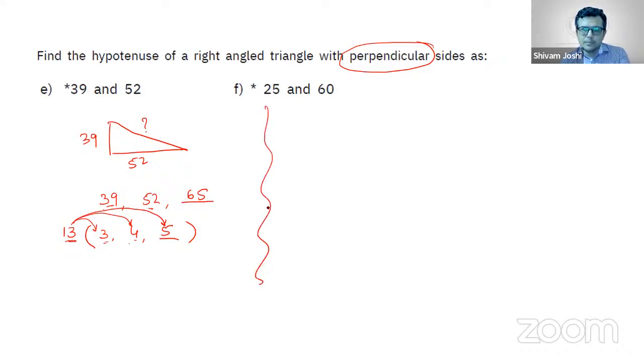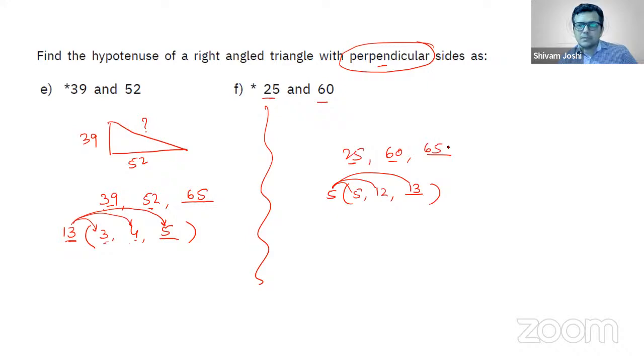Let's see another example. 25 and 60 are the perpendicular sides. So you can write 25, 60, unknown, right? What can be taken common out of 25 and 60? Obviously, 5 is common. After taking 5 common, I'm left with 5 and 12. What has to be the third side? So I can use the triplet of 5, 12, 13, right? The hypotenuse is 13, and therefore this has to be 5 into 5, 25. 5 into 12, 60. So this should be 5 into 13, which is 65.